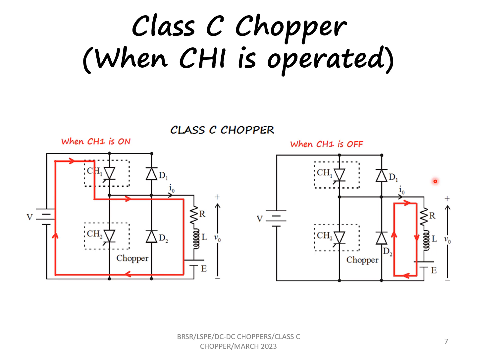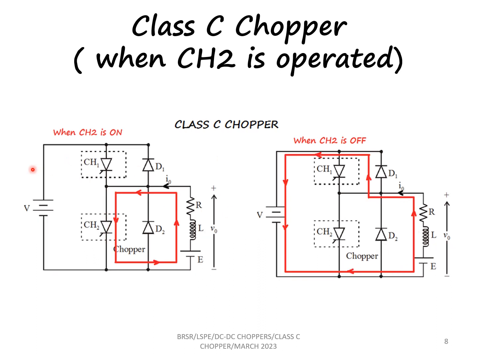The second operation can be understood when CH2 is on and CH2 is off, like this. When the chopper 2 is on and when the chopper 2 is off, we see the current flow in the circuit. In the first case, when chopper 2 is on, the voltage E forces a current into the circuit in the direction shown here. That is, from the load through the CH2 there is a current flow, which is in a direction opposite to that when CH1 was on.